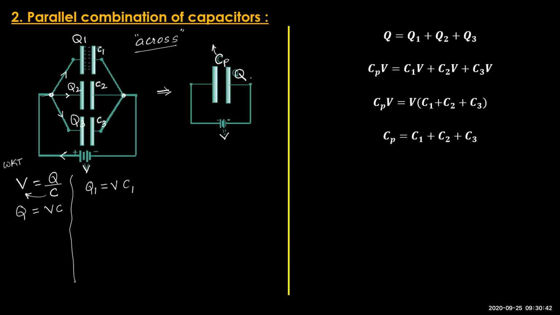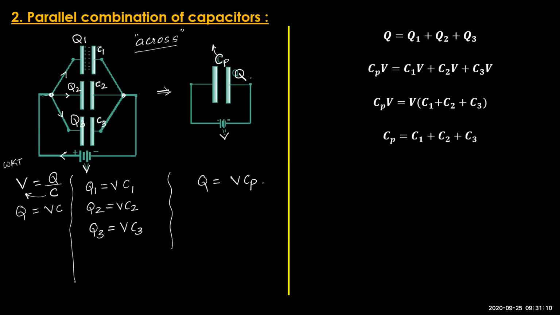Because V is the same across all three capacitors, Q2 is also V into C2, and Q3 is also V into C3. Now the total charge present in the equivalent capacitor is given by V into Cp.